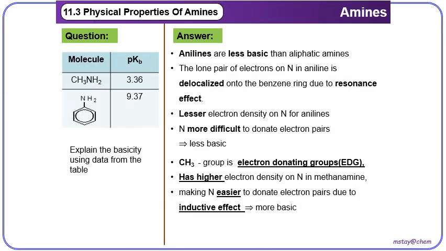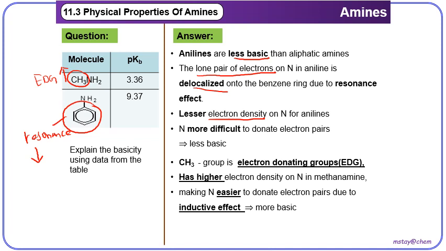Now we compare another pair. For this pair, the first one, methanamine, consists of an EDG, while the other one, aniline, consists of a resonance effect. Let's check how we're going to explain this. They will mention that aniline is less basic, because we know resonance reduces the basicity, while EDG increases the basicity. So by these two simple conclusions, we know that aniline is less basic. Because of the resonance effect, you have to mention the lone pair electron at nitrogen in the aniline is delocalized over the benzene ring due to the resonance effect. When the electron pair is delocalized, the electron density will decrease and it becomes more difficult to donate the electron pair. So that's why it is less basic.